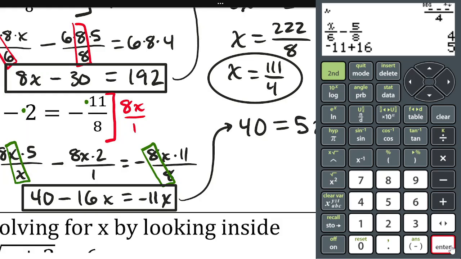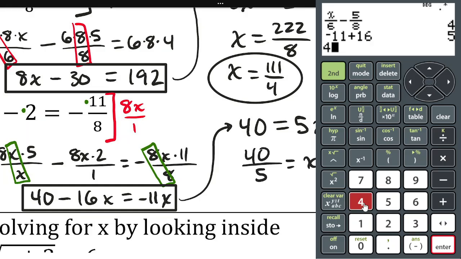Again, what did I do as I moved from this box to this version? I multiplied both sides. I added 16x to each side. And then finally, I'm going to divide both sides by 5. So 40 over 5 is the number x. And I believe that should be 8, right? If I look at the fraction 40 over 5, it reduces to just the number 8. So x is the number 8.